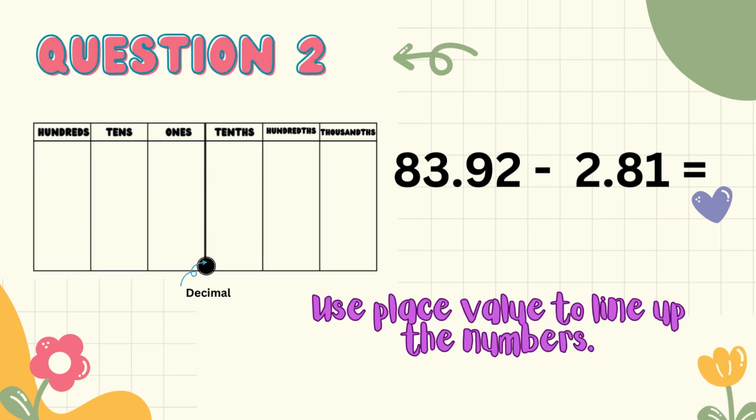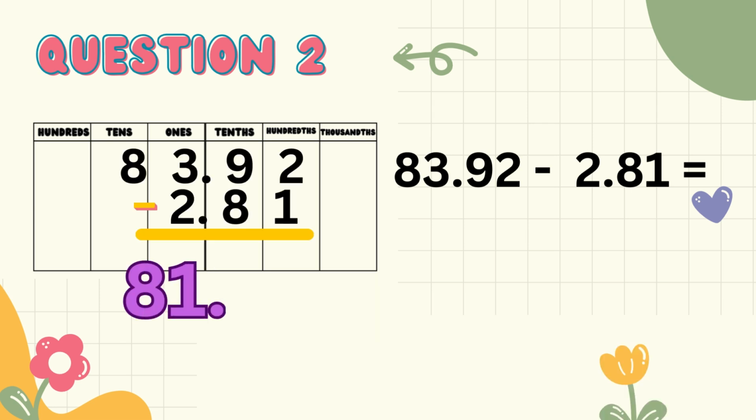All right, next problem, question number 2. Again, pause your video. Use place value to line up the numbers. Pause the video and solve. All right, your answer should have been 81.11. Again, if you didn't get that, look at how you solved. Did you line up your place values?